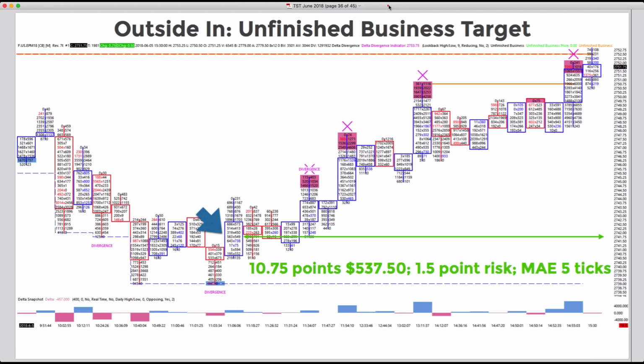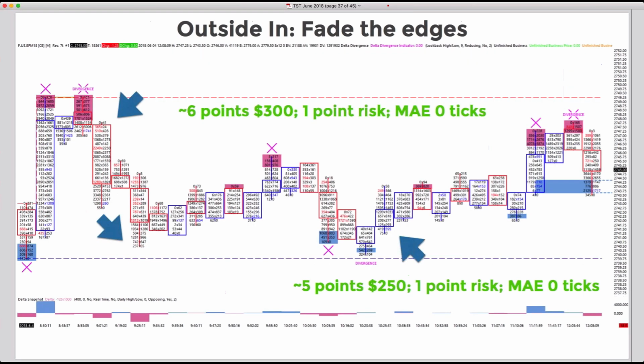Let's take a look at another example from the past week. Okay, here's outside in. So the idea here is that the extremes of the day are too far, we want to fade. What we've got here, as I recall, this is ES on the 4th. This is last Monday, so not yesterday, Monday of last week. As I recall, this day we didn't actually break either side of the range.